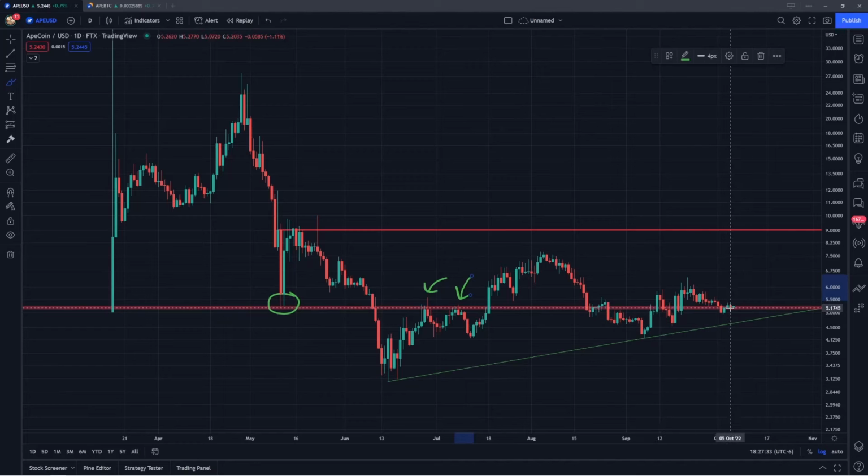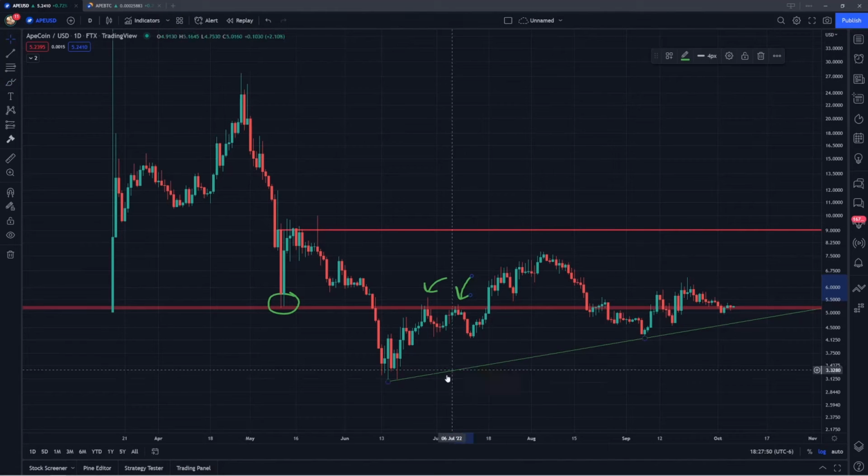And I do want to see Apecoin have a more convincing bounce off of this now that we've actually broken back above it and we're having this retest. So you can see the past few daily candles have been coming down to this region. What I want to see from here is starting to bounce off this region and cementing this as support.